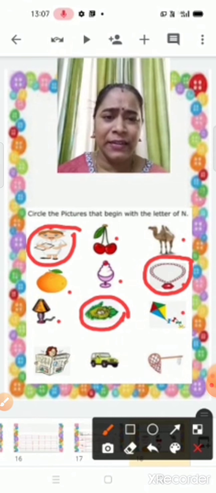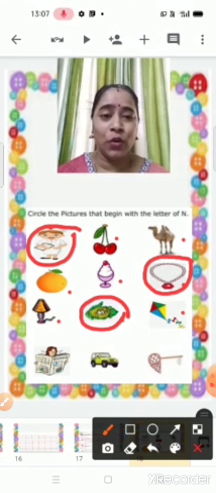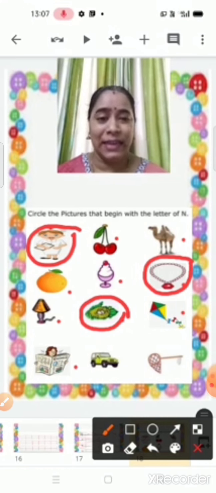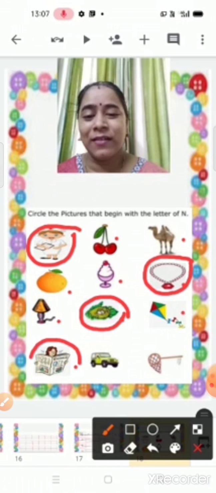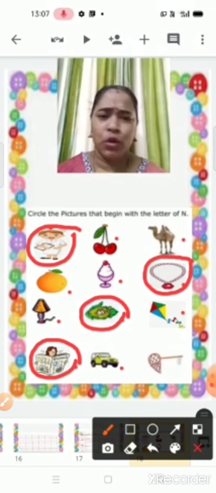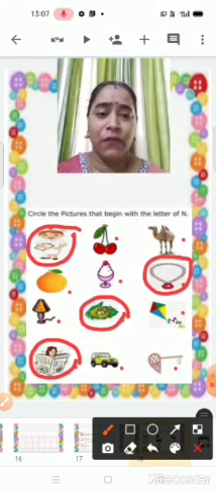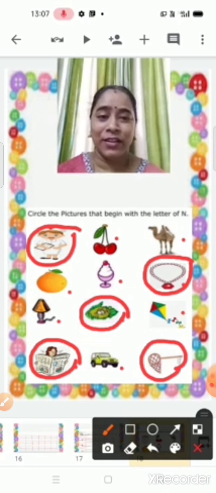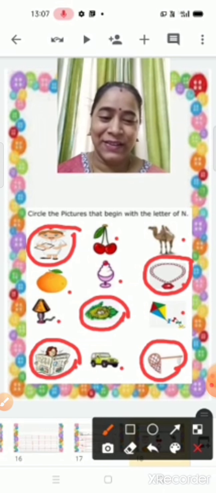N for kite. No. So, we are not going to circle. N for newspaper. Yes. N for newspaper. So, we are going to circle newspaper. N for jeep. No. So, we are not going to circle. N for net. Yes. N for net. So, we are going to circle net. So, children, all of you understood? Yes.